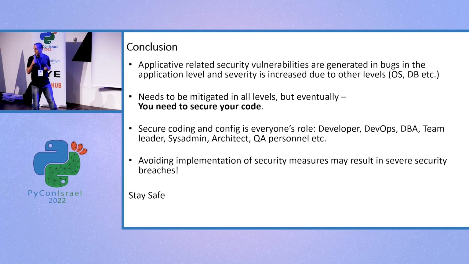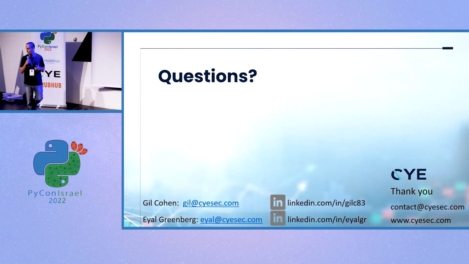So in conclusion, application-related security vulnerabilities are generated by bugs at the application level, and the severity is increased due to other levels. For example, operating system or database misconfiguration or unhardened system. You need to mitigate it at all levels, but eventually you need to secure your code. This is why I do this presentation, and I also do a full course. Secure coding and configuration is everyone's work. Developer, DevOps, DBA, team leader, sysadmin, architects, QA personnel. Avoiding implementation of security measures may result in severe security breaches. Even in 2022, we still see these vulnerabilities on a daily basis. Questions?